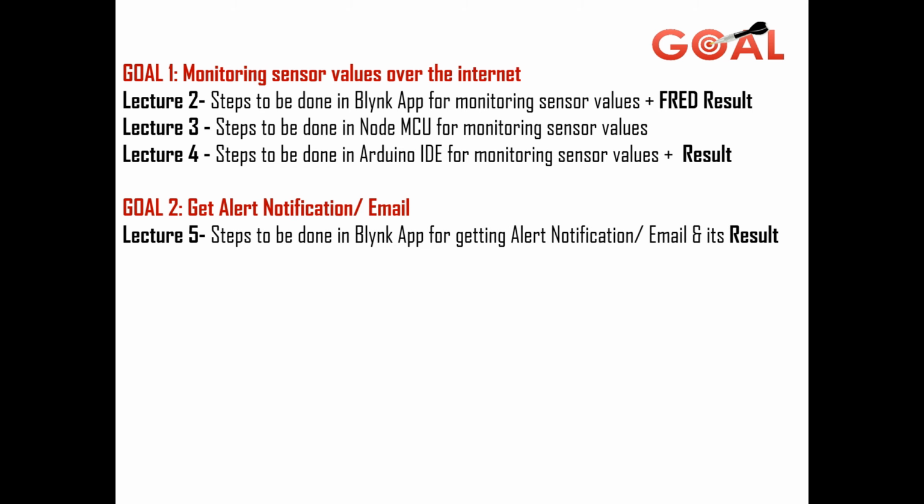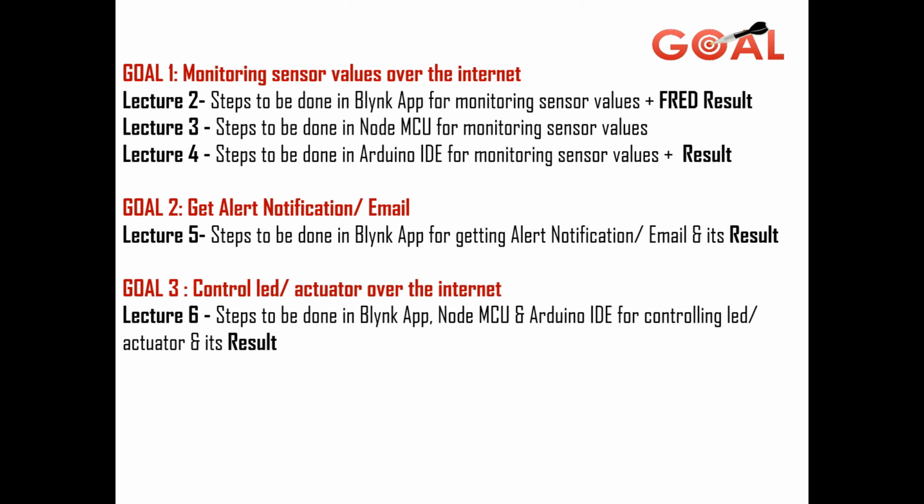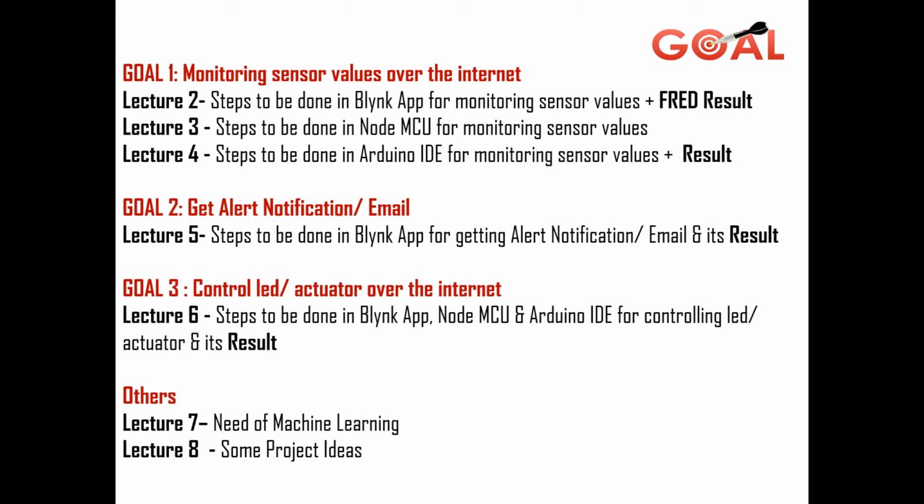In goal 2, we are going to get an alert notification or email. We are going to see that in lecture 5. In goal 3, we are going to control the LED or actuator over the internet. We are going to see that in lecture 6. Apart from that, we are going to see the need of machine learning in lecture 7 and some innovative project ideas of IoT in lecture 8.